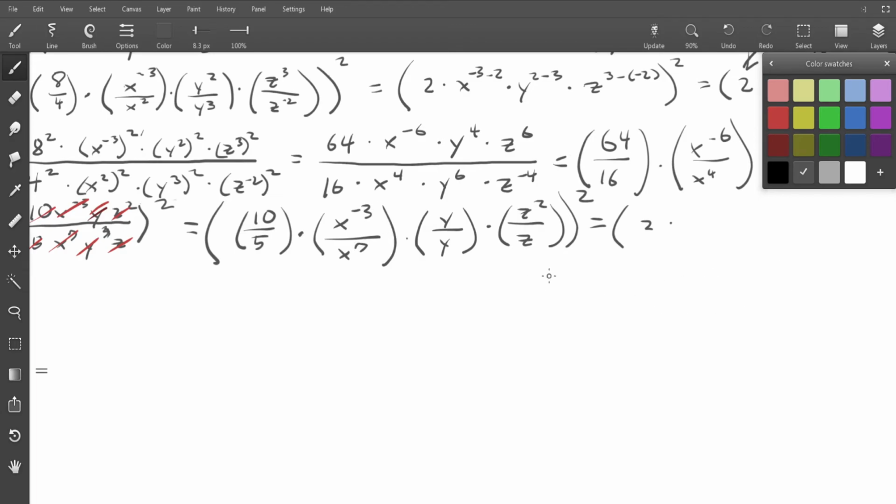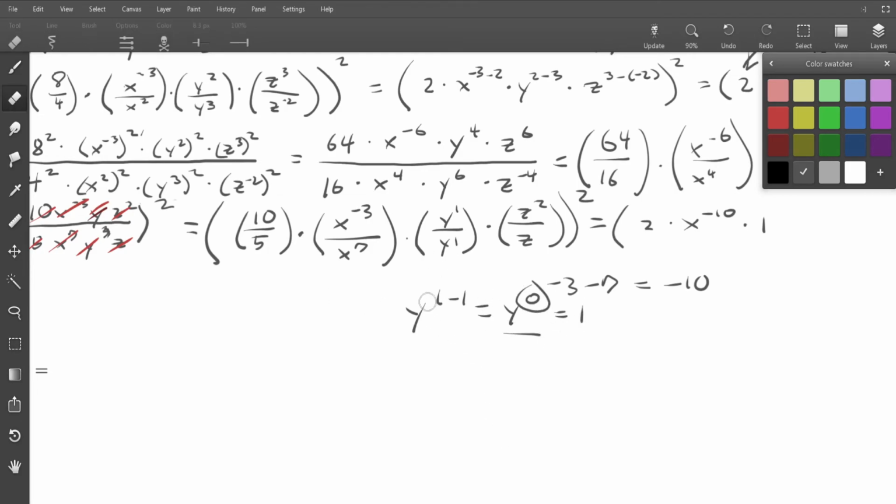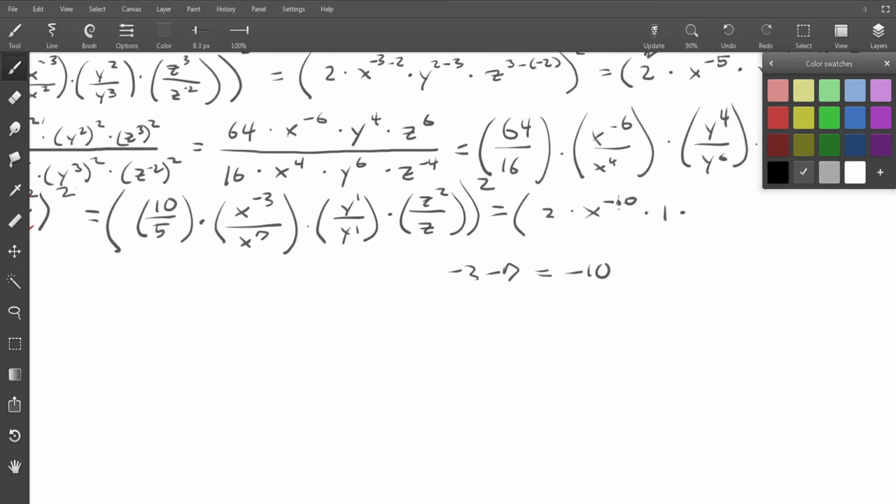Negative 3 minus 7 is negative 10. So we'll go ahead and put x to the negative 10th. Then we have y over y. That's just going to be 1. Or if you like the quotient rule, this is just y to the 1 over y to the 1. So this result here is going to be y to the 1 minus 1, which is y to the 0, which is just 1. Keep in mind, anything to the power of 0 is 1. So however you choose to memorize that this is equal to 1 is totally fine. Just make sure that you know it.